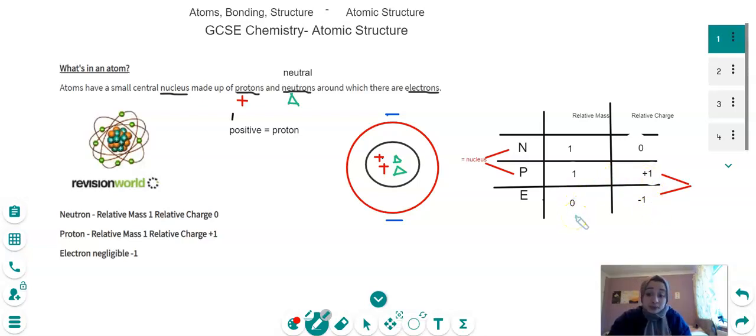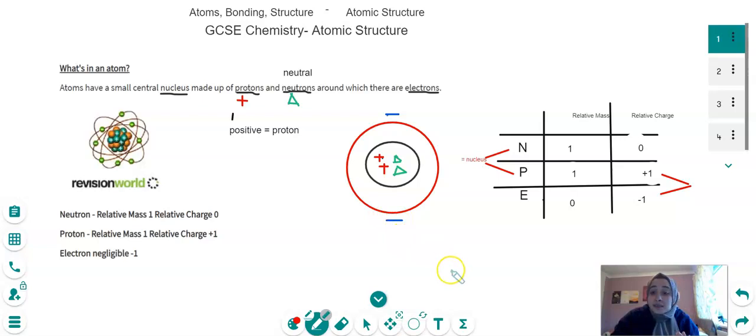It is negligible. But where is the electron found? I've said the nucleus is only made of protons and electrons. Sorry, protons and neutrons. But the electrons are in the outer shell. So you have a nucleus, and then you have something called electron shells outside of the nucleus, and that's where the electrons exist.